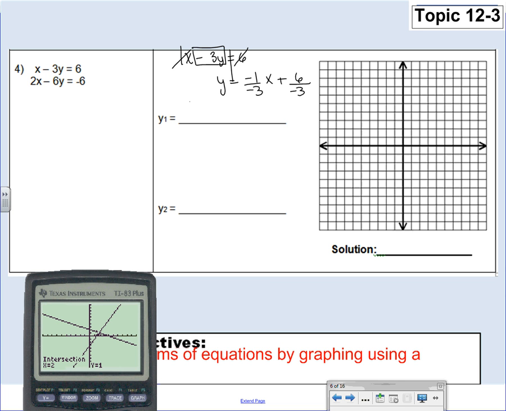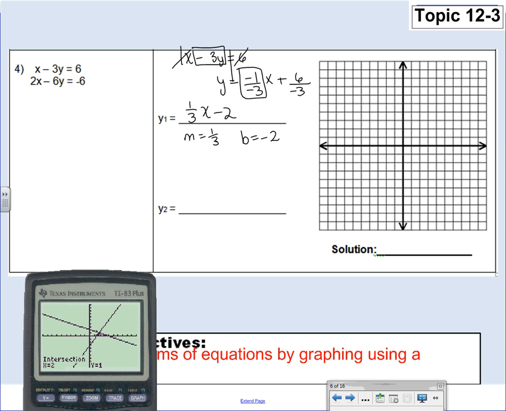So y1 is a positive 1/3. When I put -1 divided by -3 in the calculator, it gives me a positive. So positive 1/3 x minus 2. Our slope is 1/3, and our y-intercept is a -2.